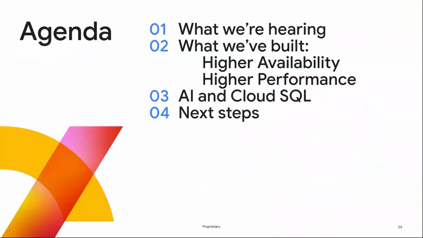We're going to be talking about a lot today. First, we're going to be talking about what we're hearing from our customers and from the community that loves MySQL. And then we're going to be talking about what we've built in response to what we're hearing. We're going to focus in on two primary areas. We're going to talk about how you can achieve higher availability and higher performance with MySQL. We're going to talk about how AI is being infused throughout Cloud SQL. And then finally, we'll wrap it up with next steps for how you can get started with everything that we've talked about today. So first, what are we hearing?